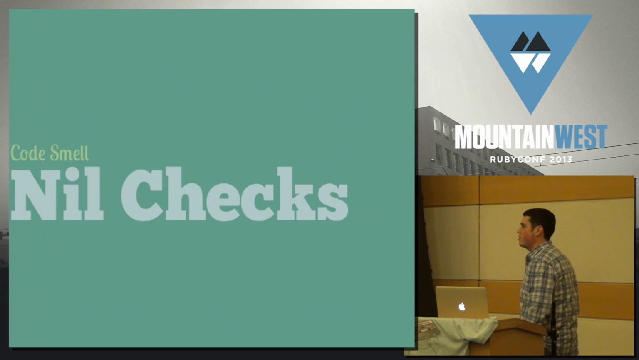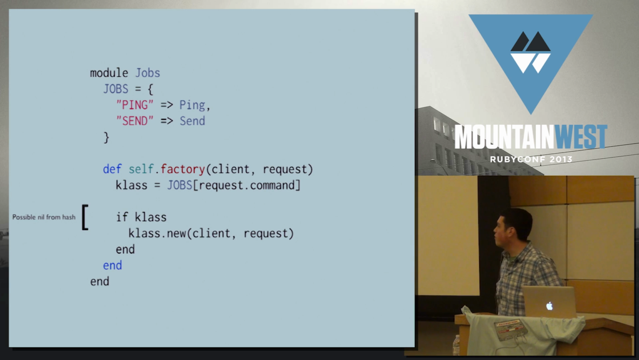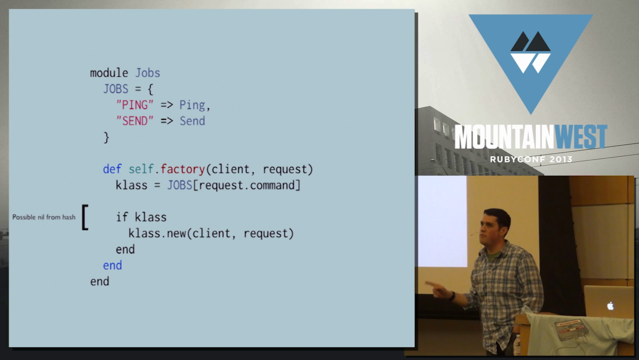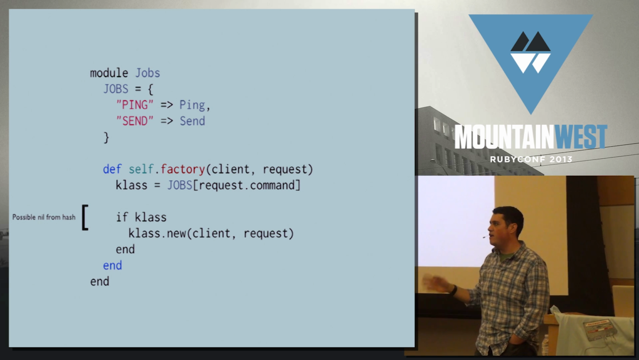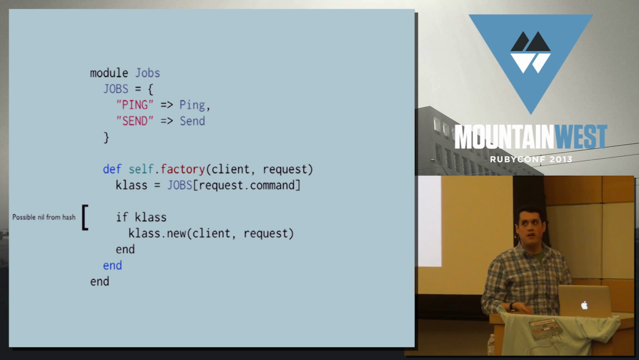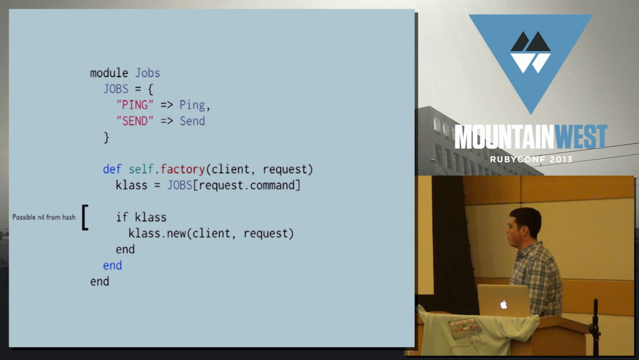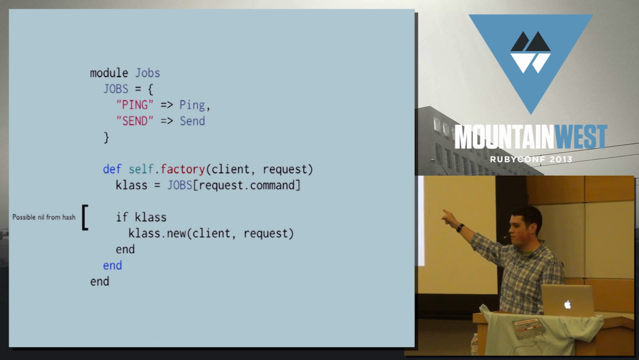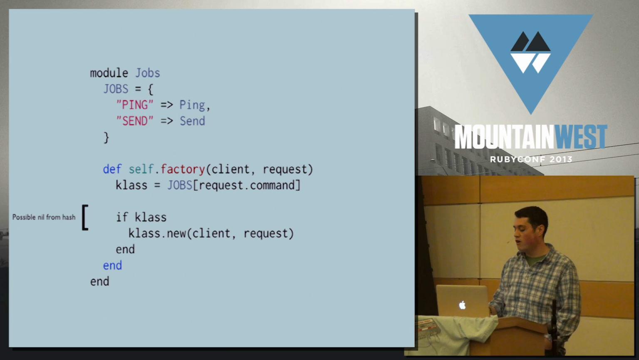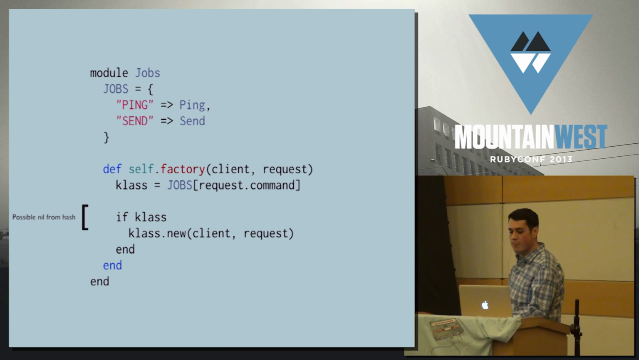We've left nil checks scattered throughout the code in a couple of places. The first place is in this factory. We're saying, hash, give me a job that corresponds to this command. But if we pass in a command like info or shutdown, the hash is going to return nil to us. So we don't want to call new on nil because it will blow up. So we check to see if class is truthy. If class is truthy, then we instantiate the class and we return it to the caller. So our factory could return nil, depending on user input.